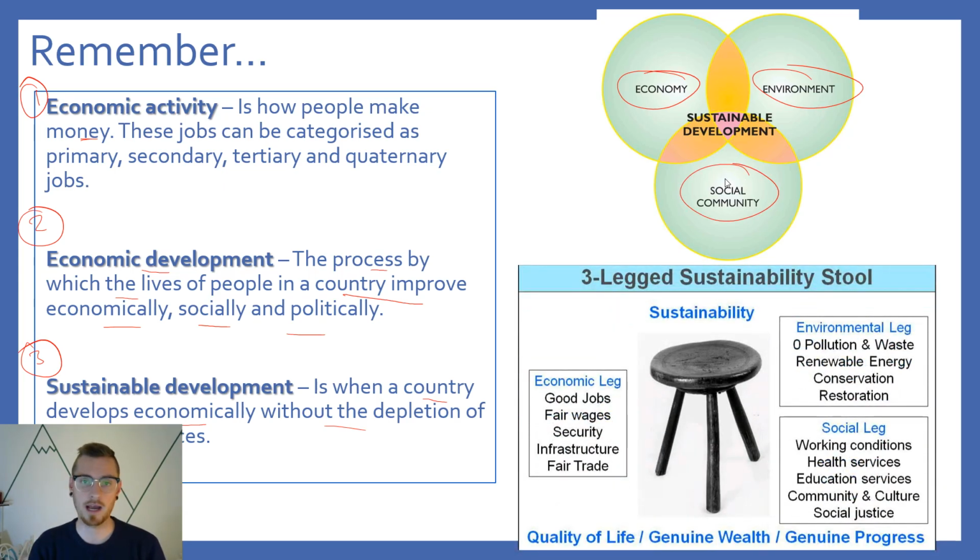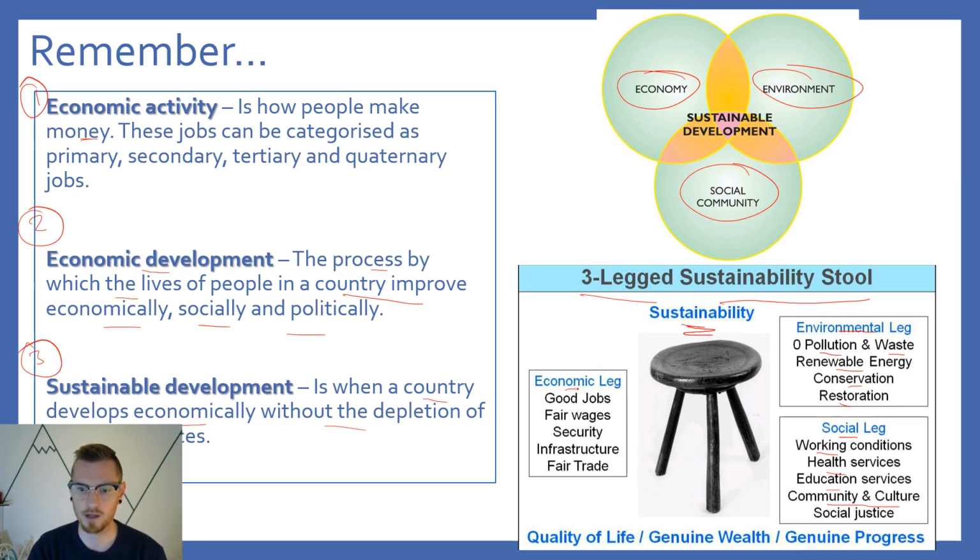Or a better way that I like us to think about it is the three-legged sustainability stool. Something could be seen as being sustainable in its development if the environmental leg means we are limiting pollution and waste, we're using renewable energy, and we're thinking about conservation and restoration. Something could be sustainable in its development socially if we have good working conditions, health, education, and services, and community and culture are protected.